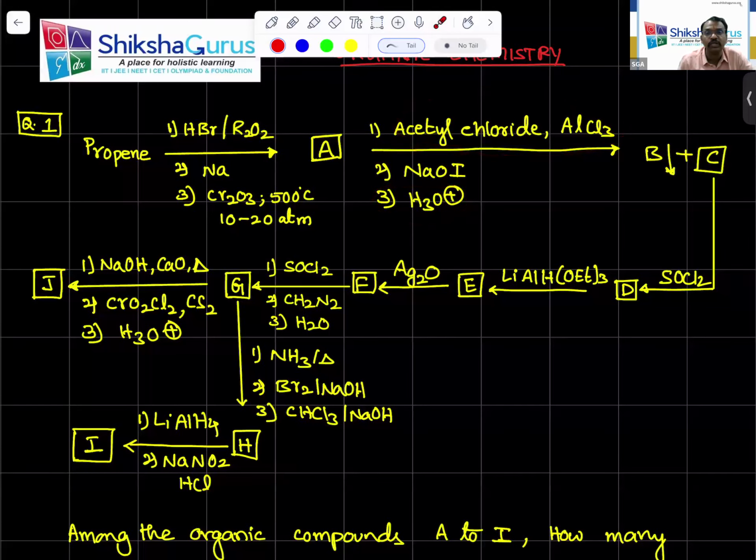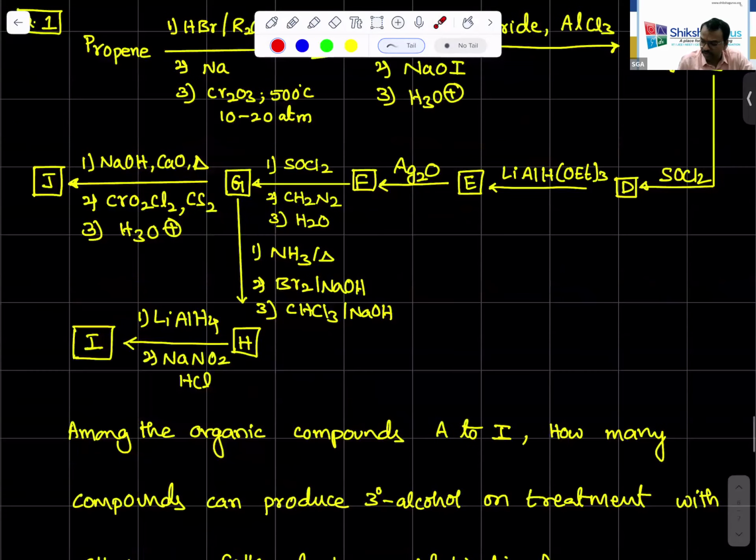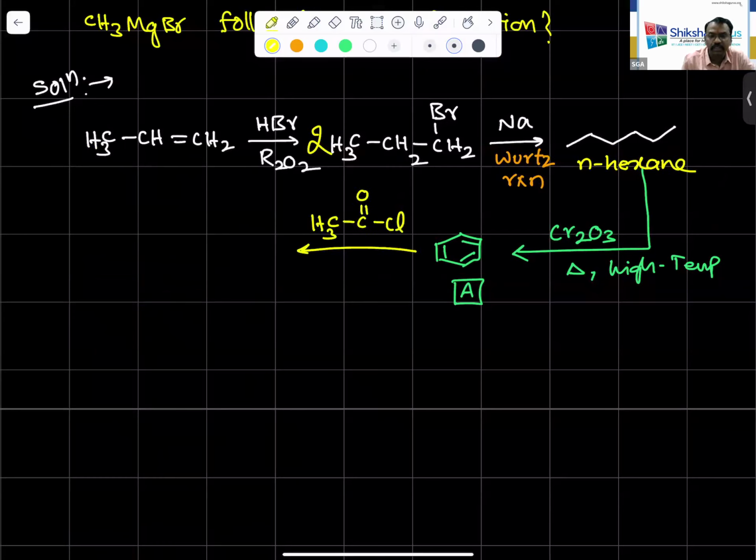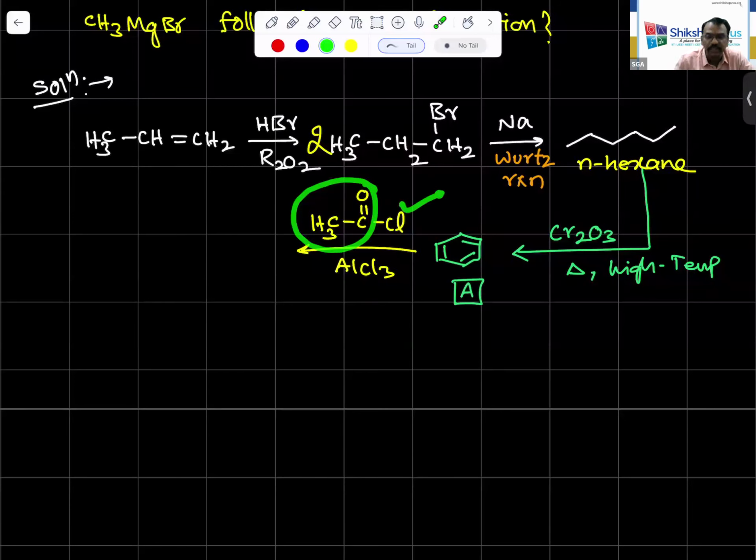Benzene reacts with acetyl chloride in the presence of AlCl3. This is Friedel-Crafts acylation. Benzene is treated with acetyl chloride. What is acetyl chloride? Here we have to learn some important common names of compounds. It is acetyl chloride in the presence of AlCl3. Here you have to remember one important thing: CH3 C double bond O is called the acetyl group. The acetyl group is connected to chlorine. Therefore, it is acetyl chloride.